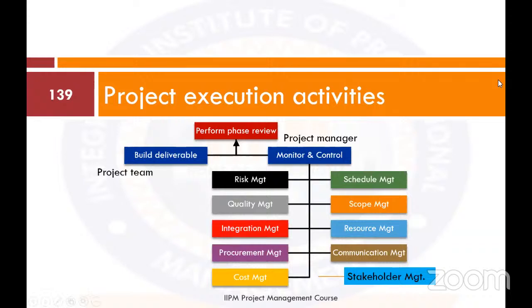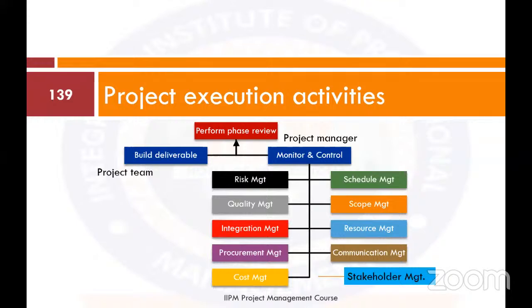Now, when we deal with execution, we have processes or management domains that are concerned with execution, and we must build all these things with good alignment, right? So for project execution, we have the 10 management groups or the 10 knowledge areas that we must pay attention to. So we have risk management, quality management, integration management, procurement, cost management, schedule management, scope management, resource management, communication, and stakeholder management.